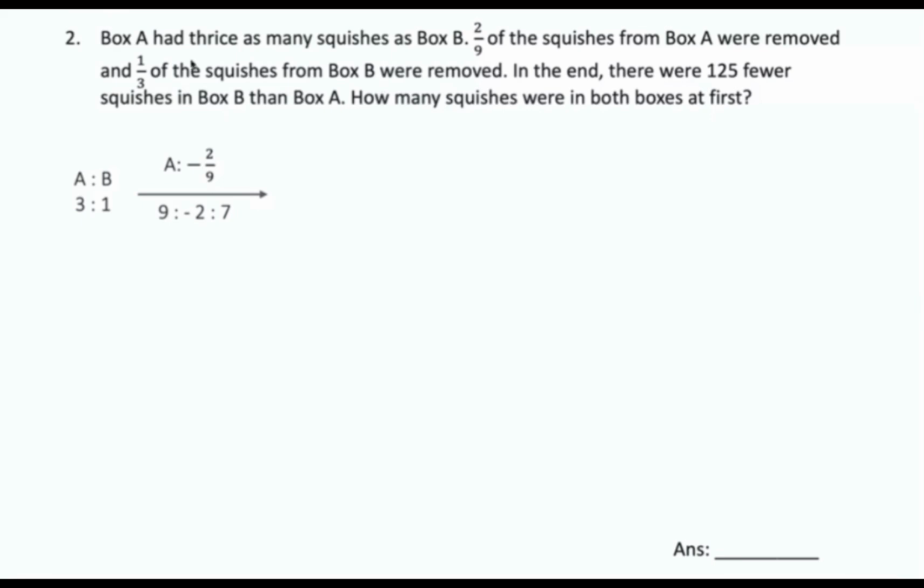Now for B, you took out 1/3. So 1/3 means you started with 3, you take out 1, so you are left with 2. In the end, there were 125 fewer squishies in box B than box A. So it's 125 fewer than.